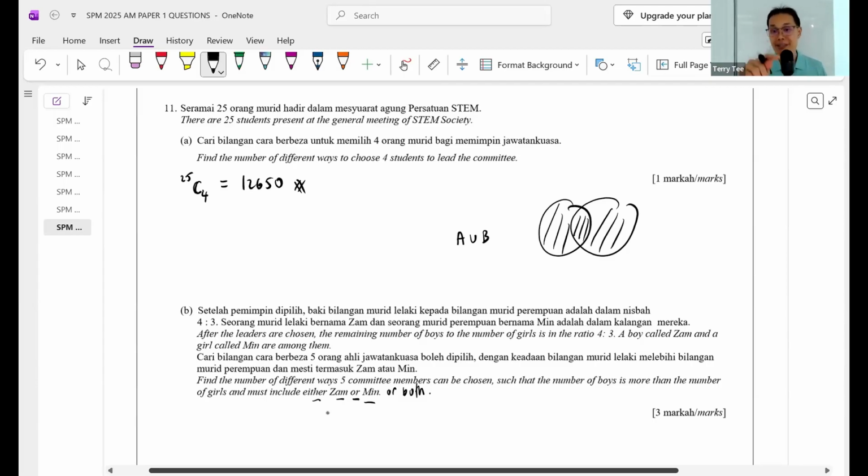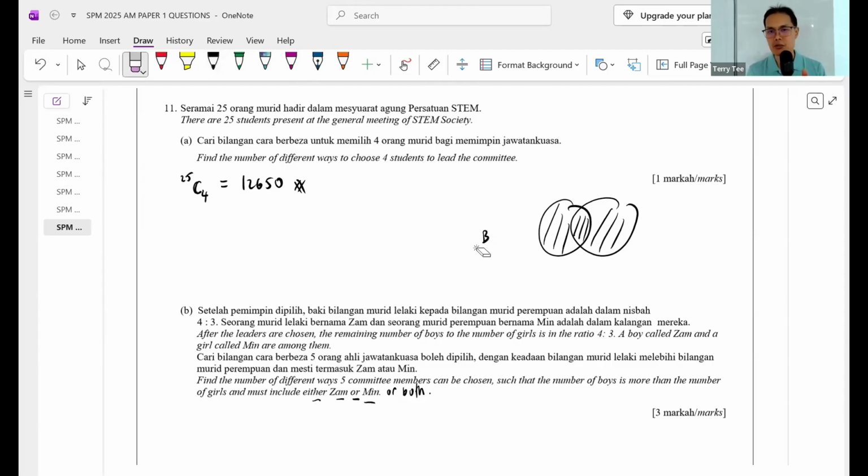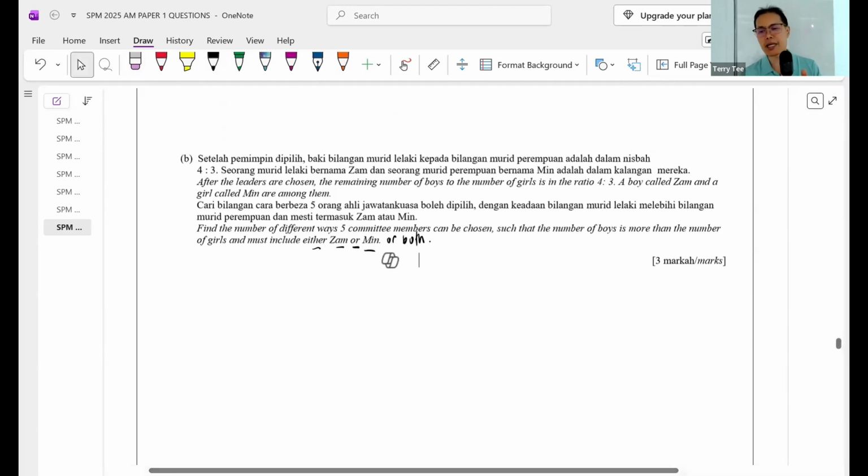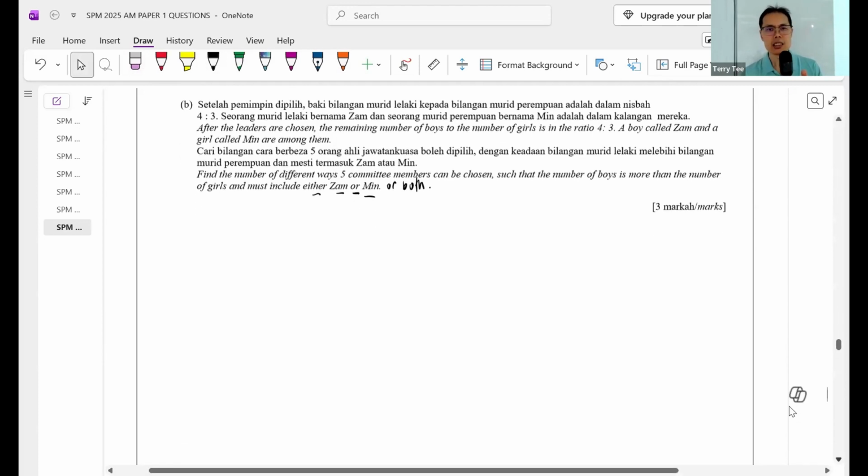If not, they say but not both. If they want it to not include both of them, then they should write but not both. All right, so I would personally add in this or both, because the intention is to test this. Okay, maybe I list out first, then I tell you one more thing.